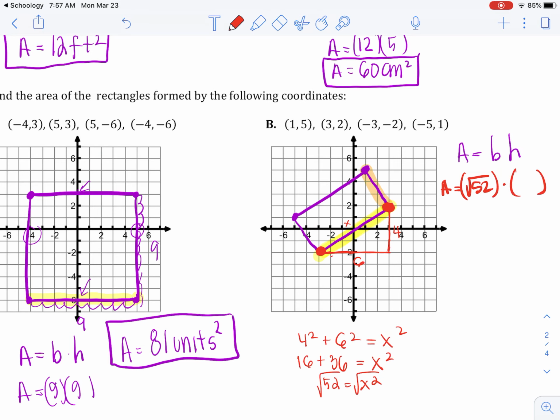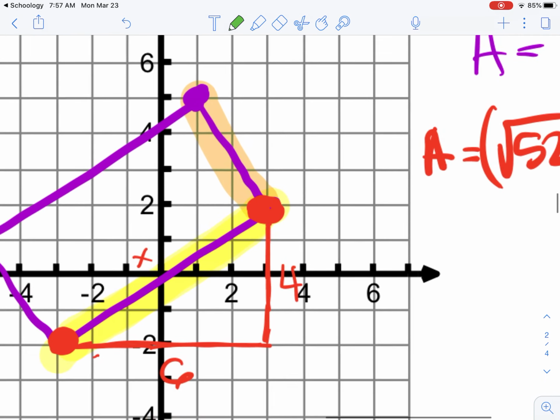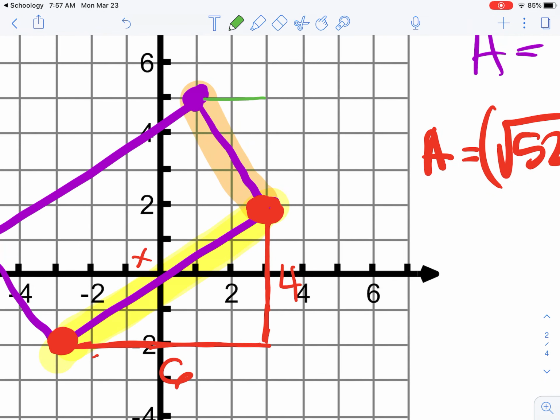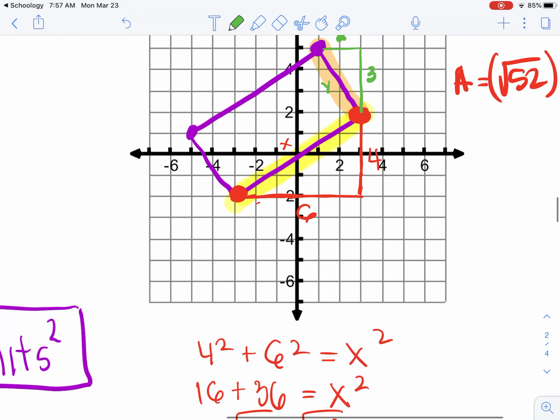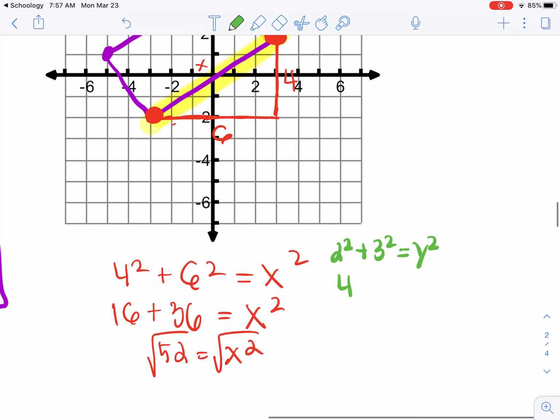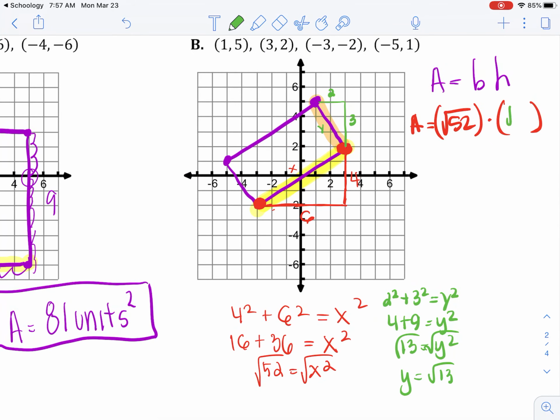All right, I'm going to change my colors here so that we can do the height now. So height is that orange piece right there. It is also diagonal, but I can make a horizontal and a vertical piece connecting those 2 points. I can say this is 2 and this is 3, and then I can use Pythagorean theorem to find this hypotenuse right here. 2 squared plus 3 squared equals y squared. 4 plus 9 equals y squared. 13 equals y squared, square root, and I get y equals the square root of 13.